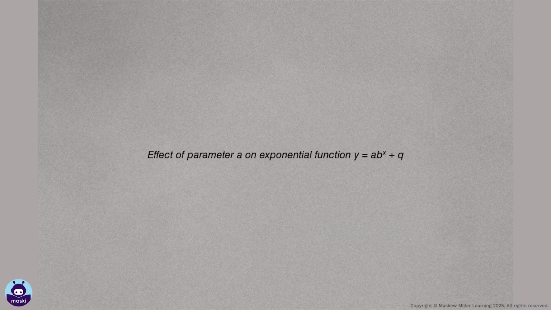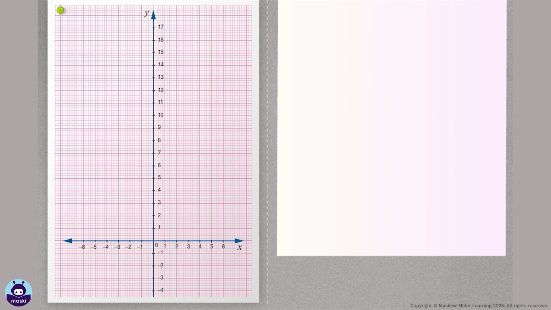Effect of parameter a on the exponential function y equals a times b to the power of x plus q. Let us investigate the effect of a on the exponential function. Consider the function y is equal to a b to the power of x plus q, where b is equal to 2, a is equal to 1, and q is equal to 0. It becomes the basic exponential function y is equal to 2 to the power of x, which we saw earlier. The graph of the function can be drawn.